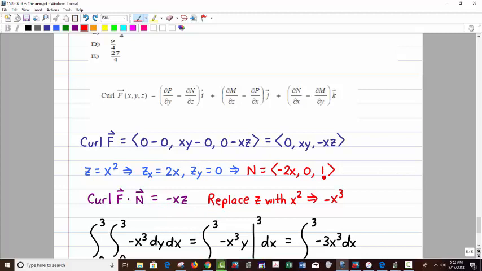You could either do it like I was about to do, or you can wait until afterwards and do it right here. Then you change it. Either way, you end up with negative x cubed because we do not want that z.